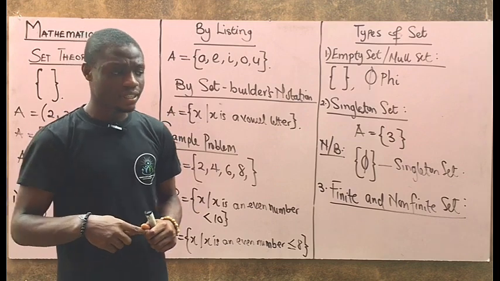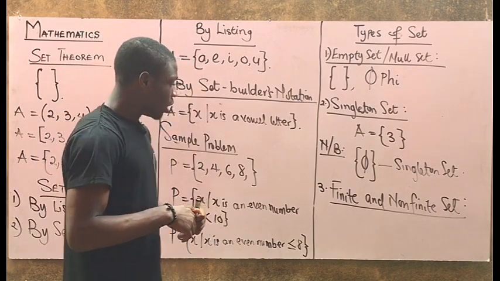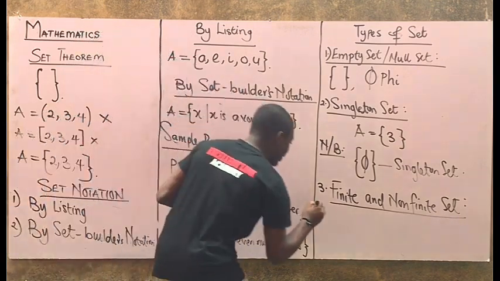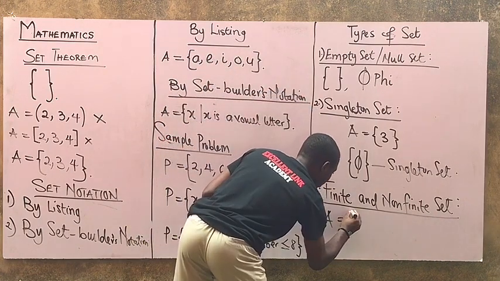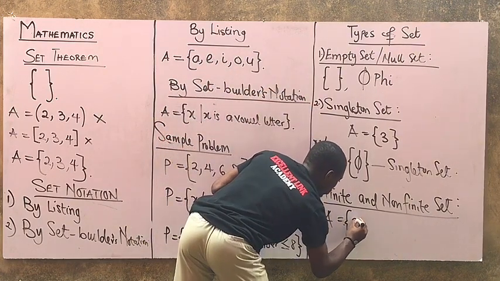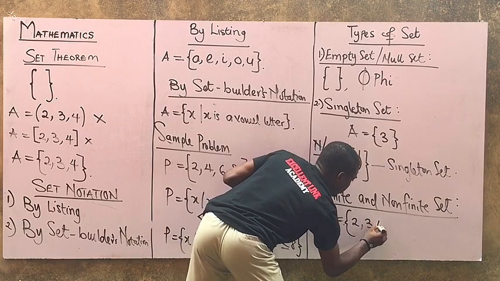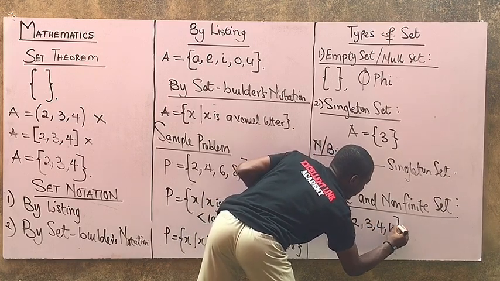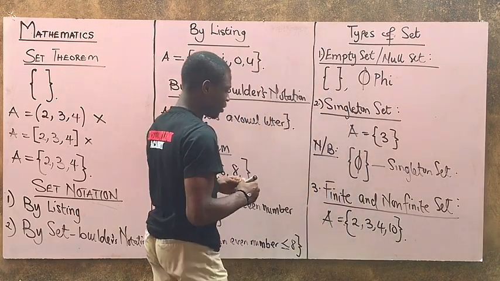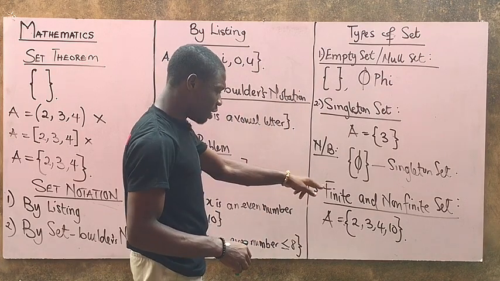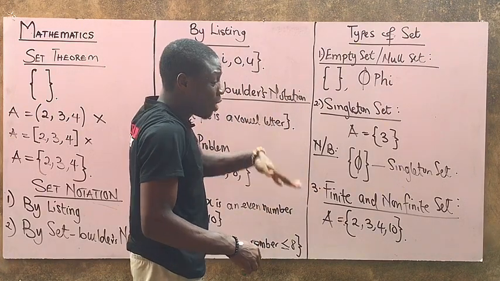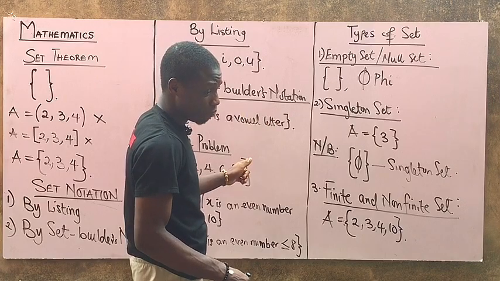So if I'm giving a set, let's say a set A equal to 2, 3, 4, and 10. Look at this. This is what? This is four elements here. Number one, it can be counted. That's the condition for a finite set.